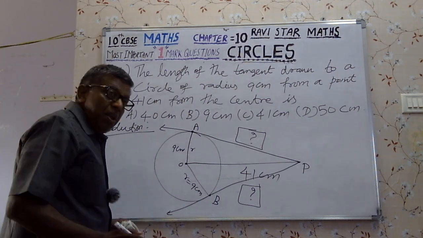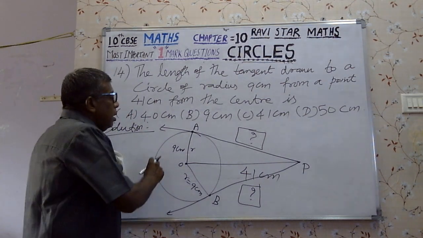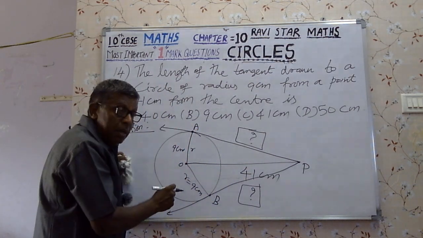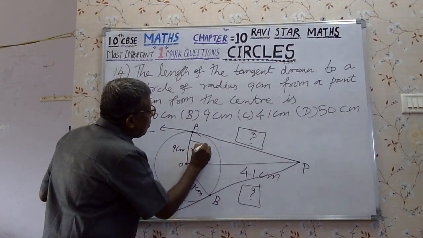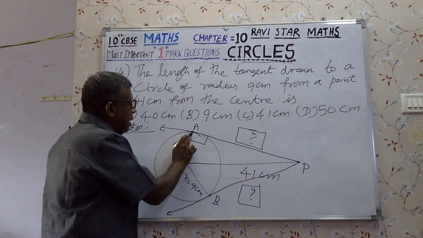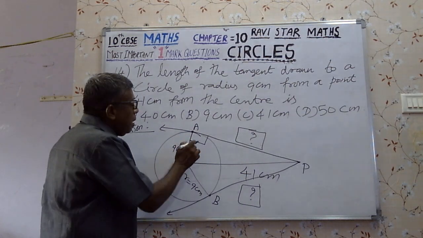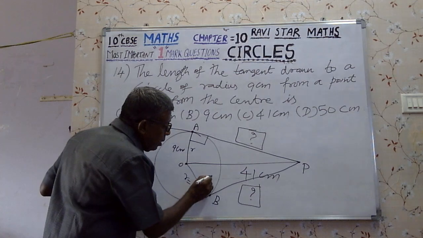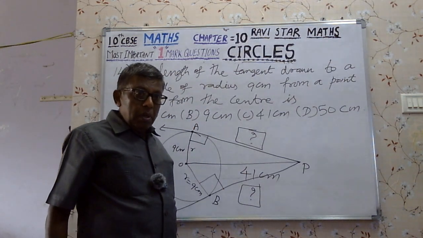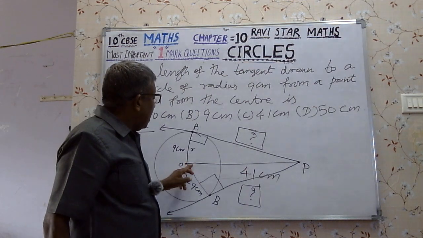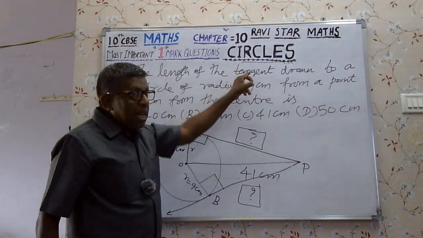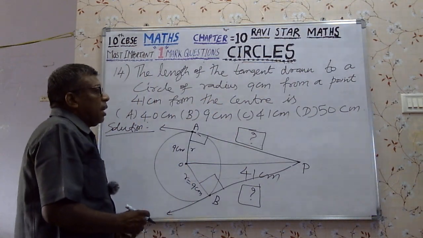Here, we know that in a circle, the tangent makes 90 degrees with the radius. The angle between the tangent at a point A and the radius is 90 degrees. Similarly, this is also 90 degrees. There are two right angle triangles. We take any one right angle triangle. I am going to take the right angle triangle OAP to find the tangent measurement. We wanted to find the length of the tangent.